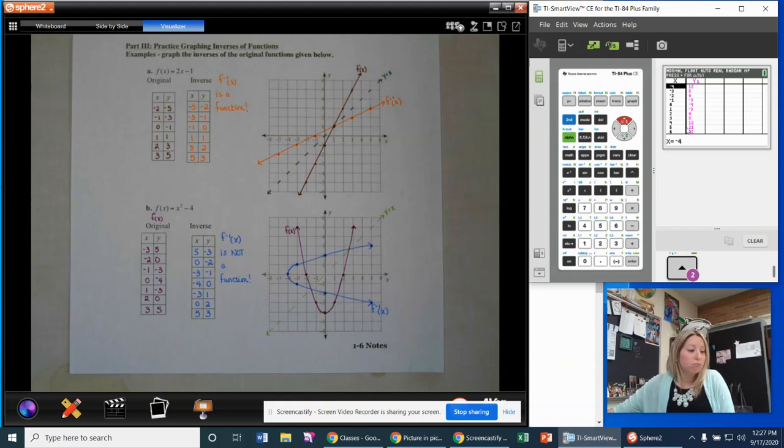Okay? And that's it. So, yeah. If you need any help doing this, let me know. Come to office hours. I'm cool. I love doing these. These are a lot of fun. Graphing inverses. And that is the end of chapter 1's lessons.